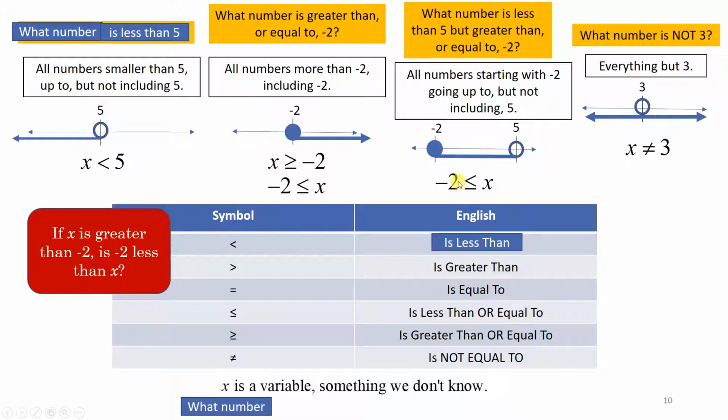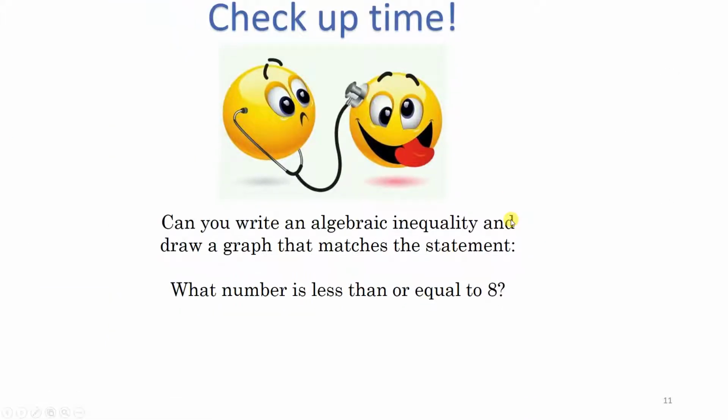Greater than -2 we have. Well, we know what x is less than 5 looks like. And so this, what number is less than 5, but is also greater than or equal to -2? It's going to look like this: -2 is less than or equal to x, which is less than 5.